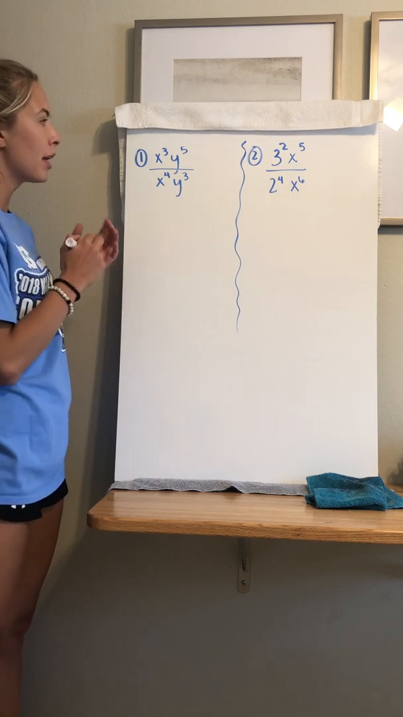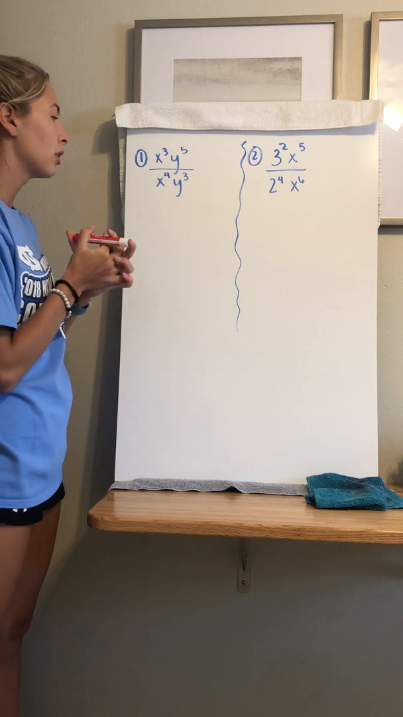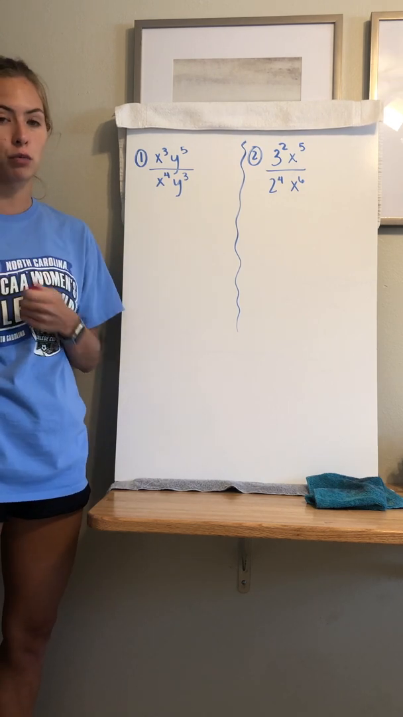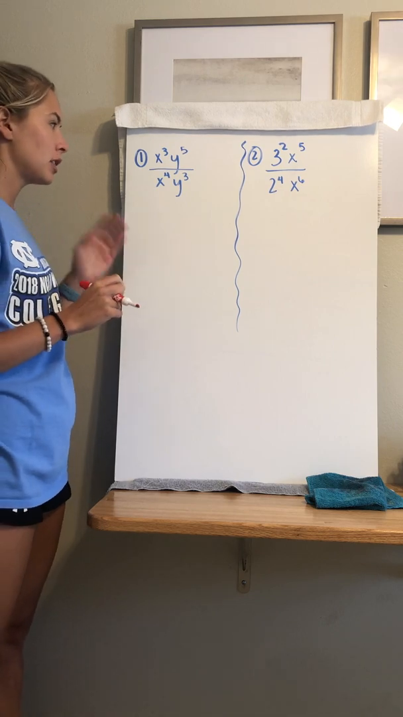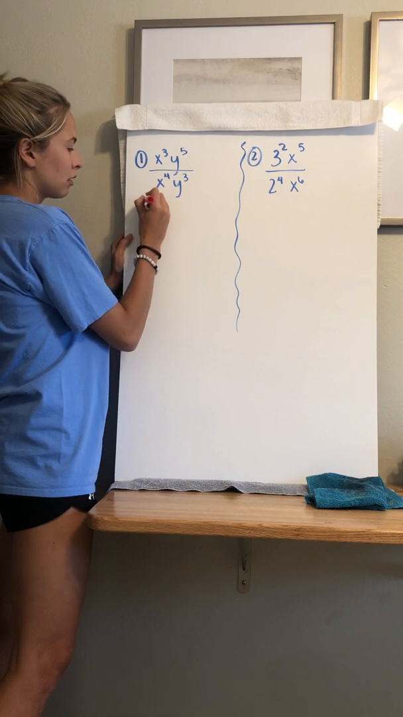So looking at problem 1, we have x cubed times y to the 5th over x to the 4th times y to the 3rd. Again, the first part of our rule is to move anything out of the denominator into the numerator. So we're going to do that real quick.